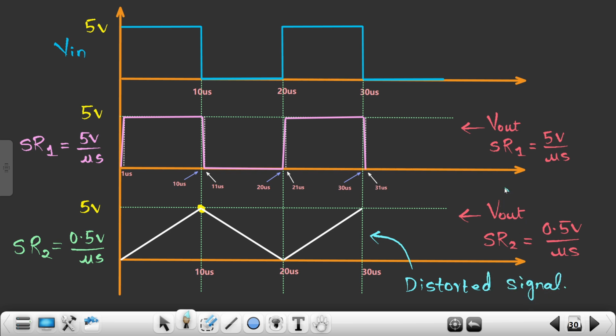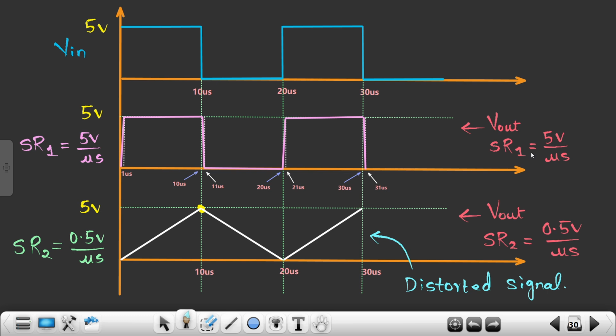And why exactly is it happening? It is because of the slew rate of the op-amp, that is 0.5 volts per microsecond. You see, this is not highly distorted, but still it is distorted by some amount. So it's advisable to use an op-amp of a higher slew rate, whose slew rate is quite high. Getting my point? That's the reason this particular parameter becomes very important.